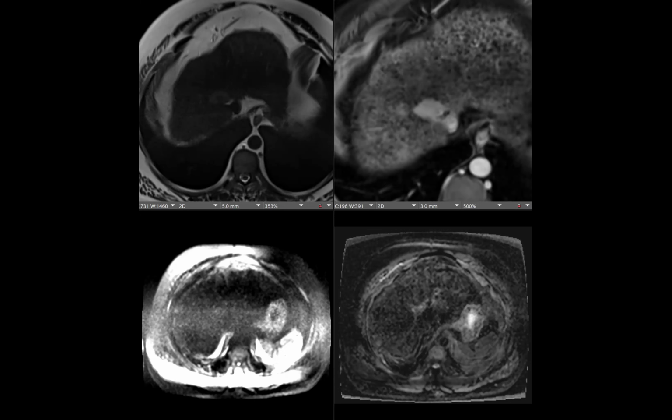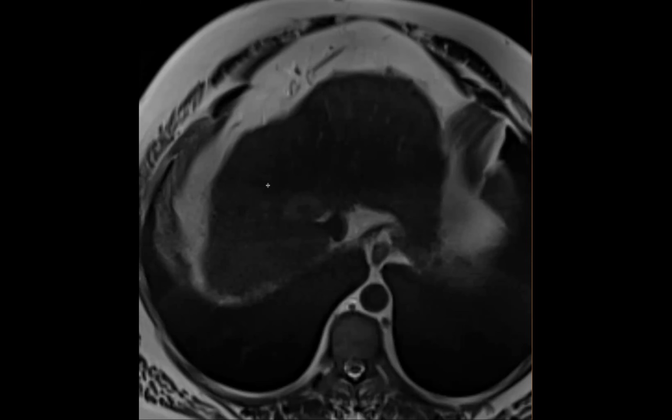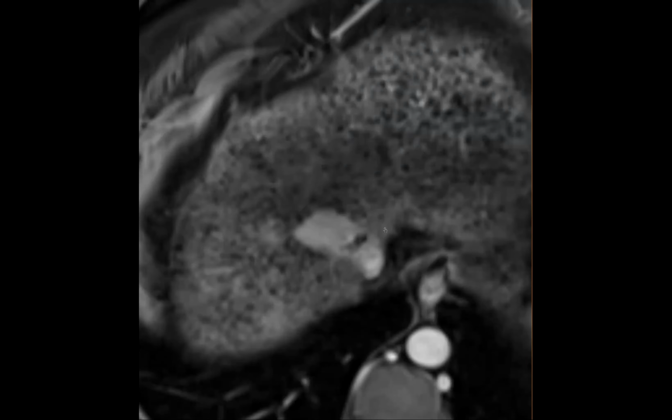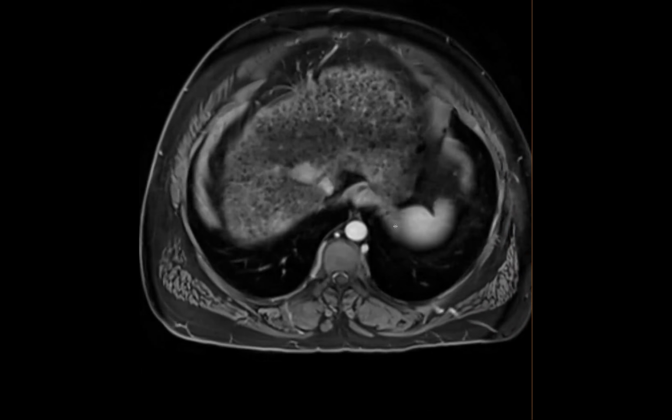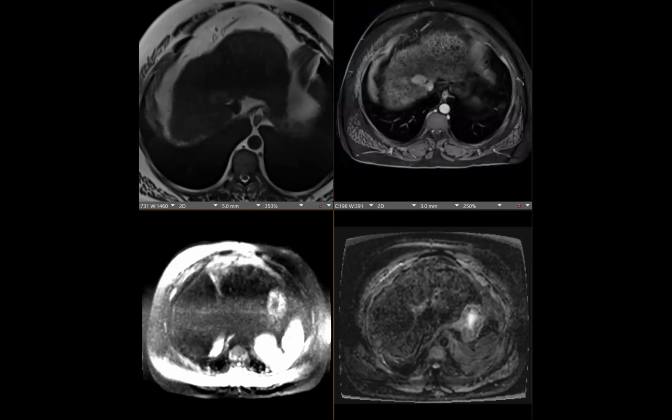Okay, who's next? Me. Okay, go. So there is this liver mass. This is the subtraction. And diffusion.